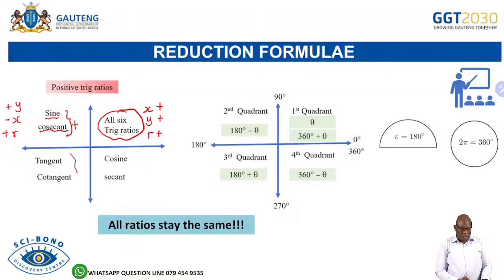If we look at the tangent, we have x is negative in this quadrant. Remember we are taking the x values there, so the y values are also negative, the y values there, and the r is always positive.